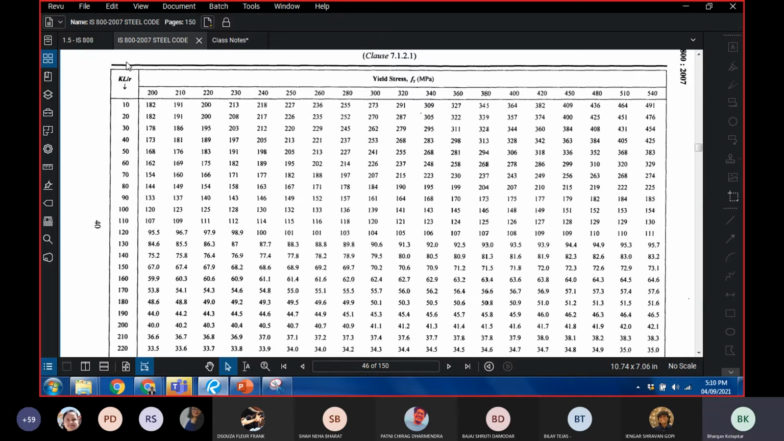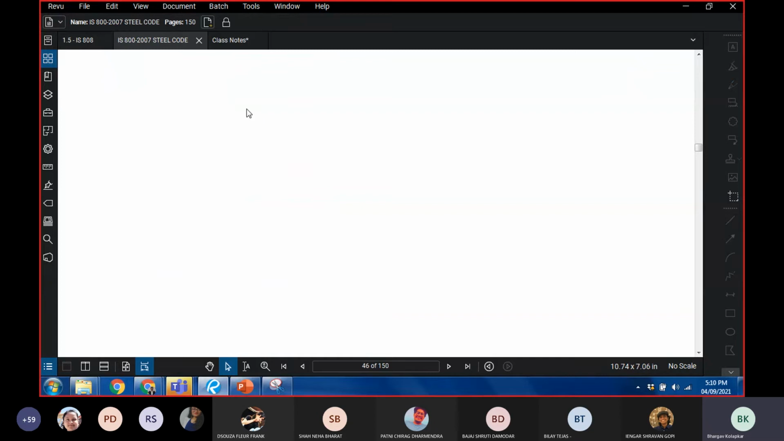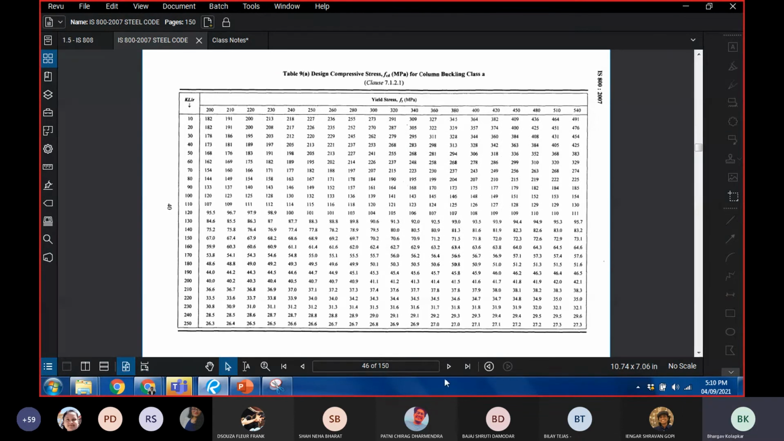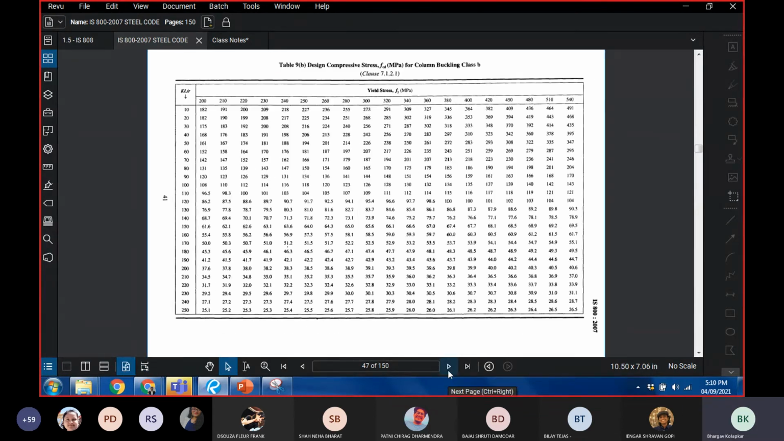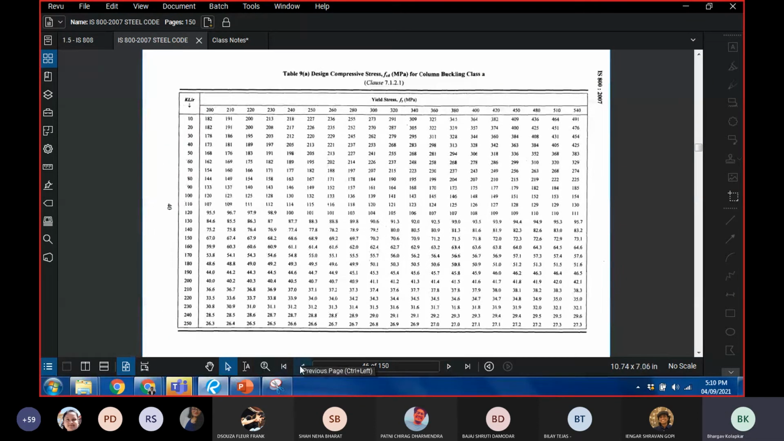So what do we do? We just look at what our yield stress is. If we go back to the question, our yield stress is 250 megapascals. We are going to deal with buckling class A, so this is the table for buckling class A. We have four such tables for buckling classes A, B, C, and D. In class A, we look at our yield stress of 250 megapascals, so you just look into this column, which has various values for various values of KL upon r.